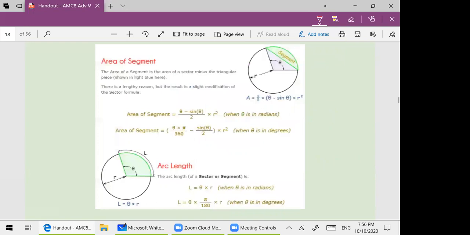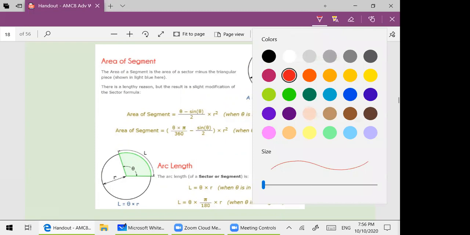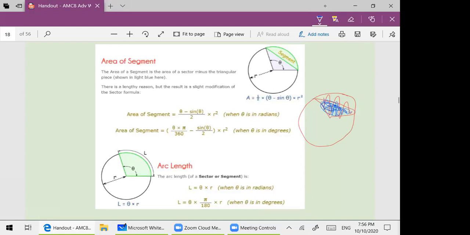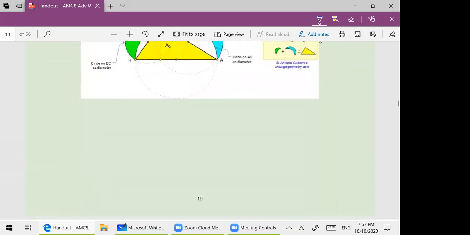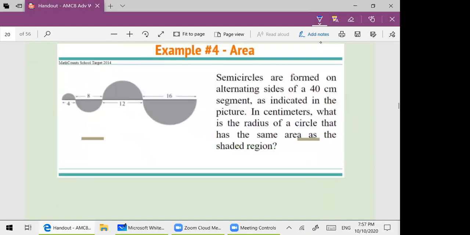So the area of a segment. This is probably more advanced than AMC8 for the general case. So basically, it's the area of this sector minus the area of this triangle. And the area of this triangle can be found in a couple of different ways, but I don't think there's any way that doesn't involve non-AMC8 level stuff. Okay, here's your next example.